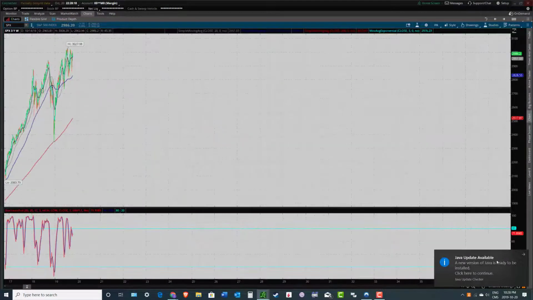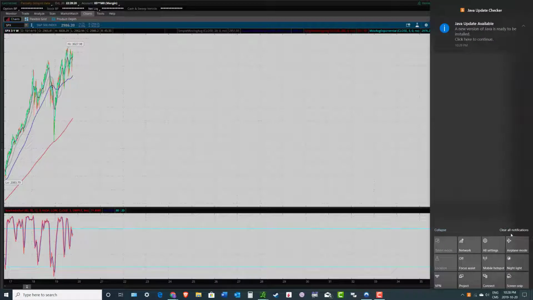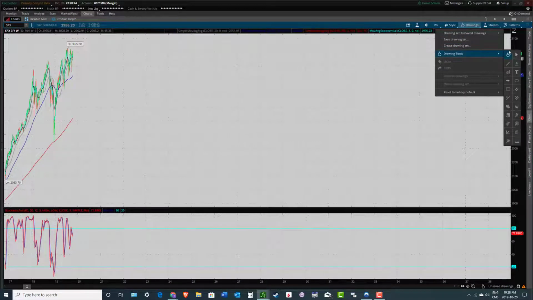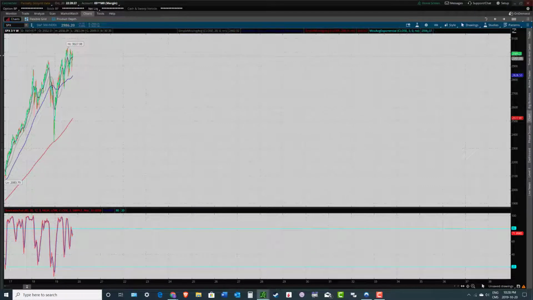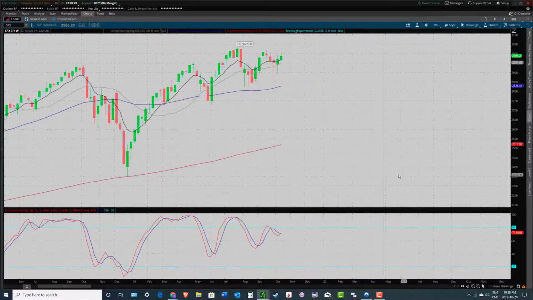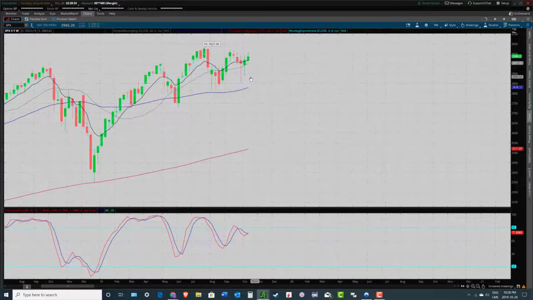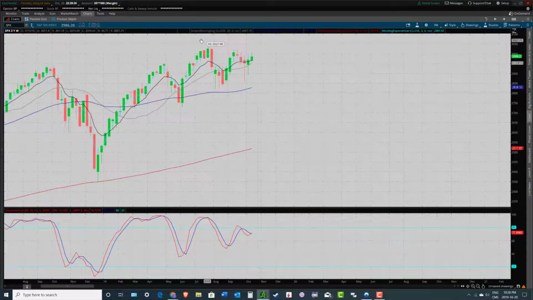We'll go to the weekly chart and just see if we can get a read off of that as well. So on the weekly chart, it still looks fairly skewed to the bullish side.